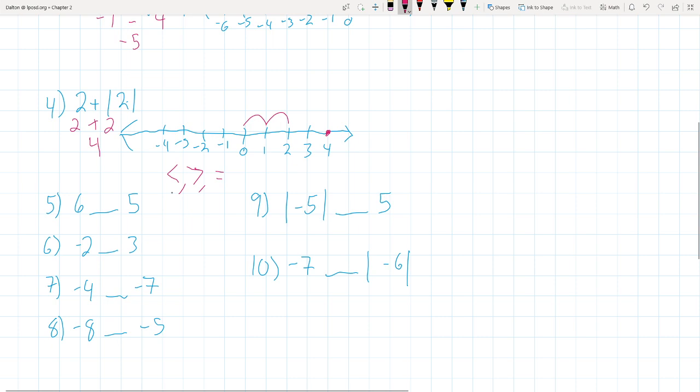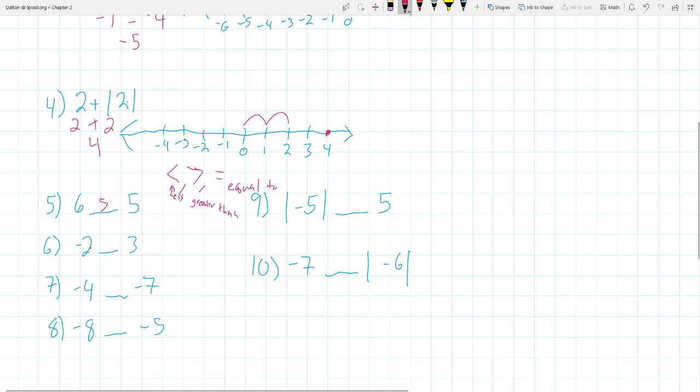This is the less than symbol. Maybe I'll write it down here. This one is greater than. And this is equal to. And so try to use those terms as you're reading this in order to figure out the correct answer. 6 is what than 5? Is 6 less than or greater than or equal to? 6 is greater than 5.